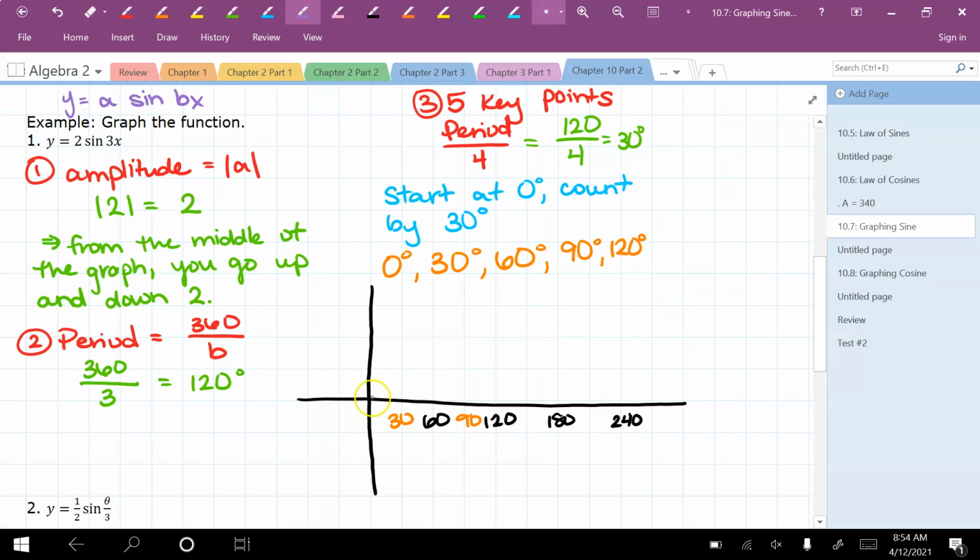So we start at 0, 0. At 30, my amplitude is 2, so I'm going to go up 2 from 30. At 60, we come back down and we're on that axis again. At 90, we're going to go down -2. And then at 120, we're back up again on the x-axis. So now we're going to draw in the curve.